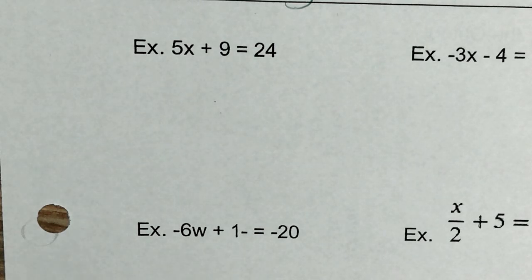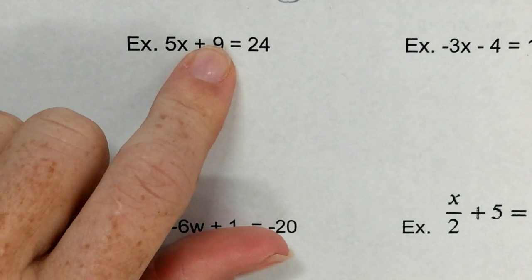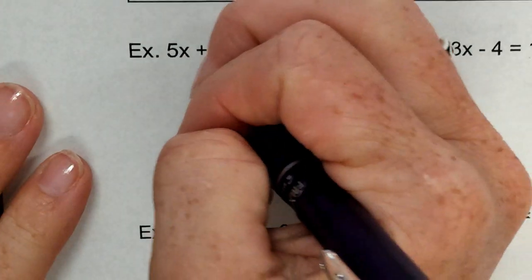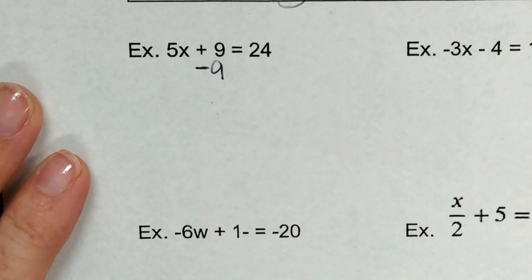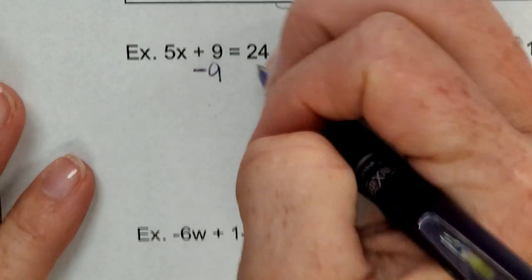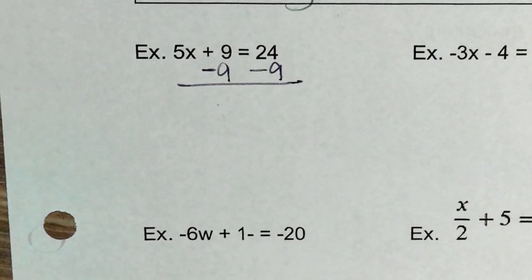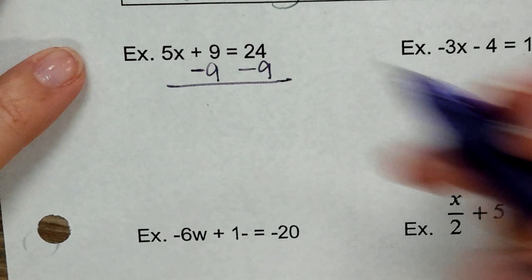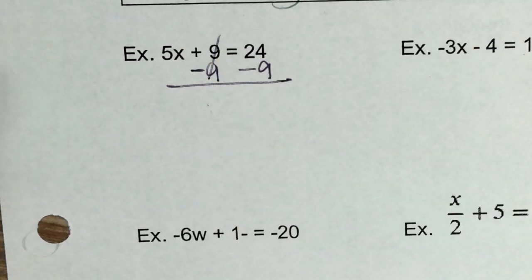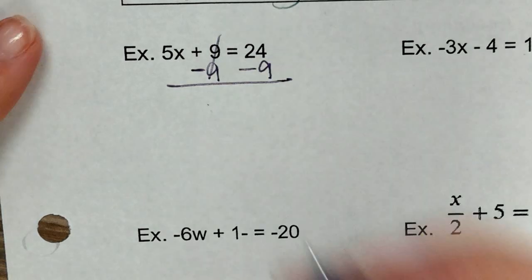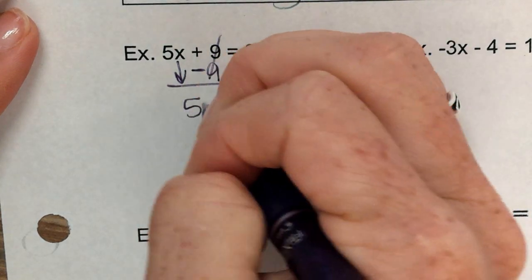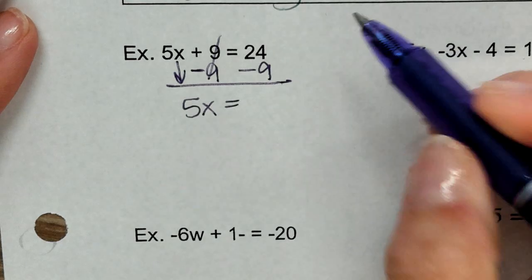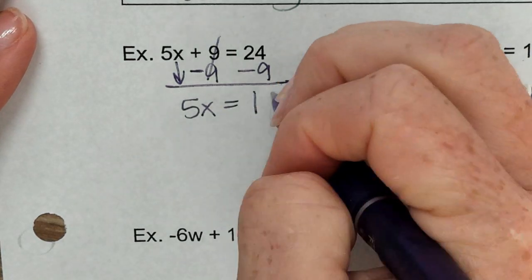But truly, you're asking yourself, how would I zero this out? How would I zero out a positive 9? Minus 9, right? Whatever I do to the left, I got to do to the right side of the equal sign. So is my balance beam still balanced? Yes, because I subtracted 9 on the left, I subtracted 9 on the right. So I'm balanced. This zeroes out. Yes? I am left with 5 times x on the left, and 24 minus 9 is 15 on the right.